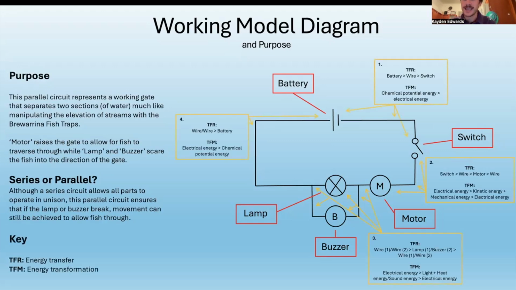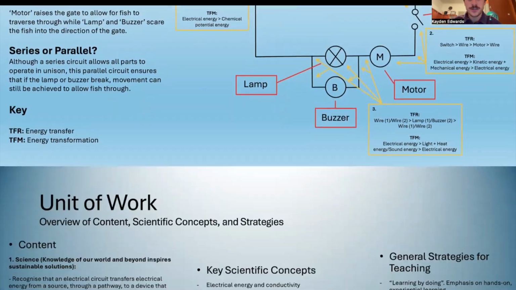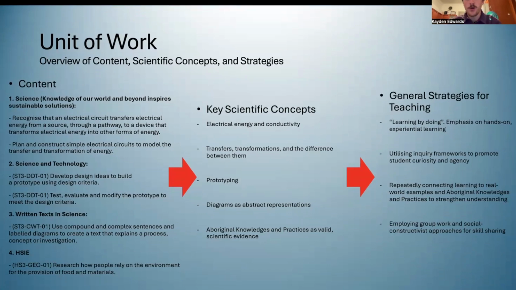This also includes a key of the energy transfers and energy transformations. But let's go a little bit deeper. We're diving deeper into this water topic. Our unit of work, you can see on the left is our content, the middle is scientific concepts, and the right is general strategies for teaching.